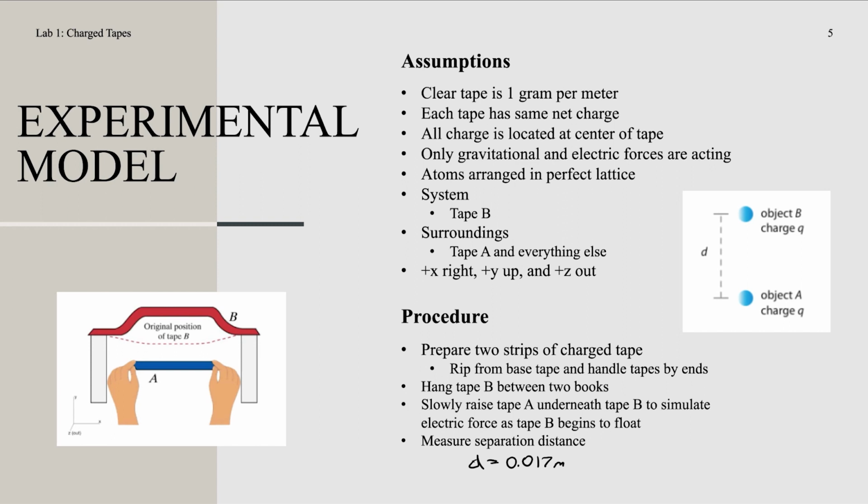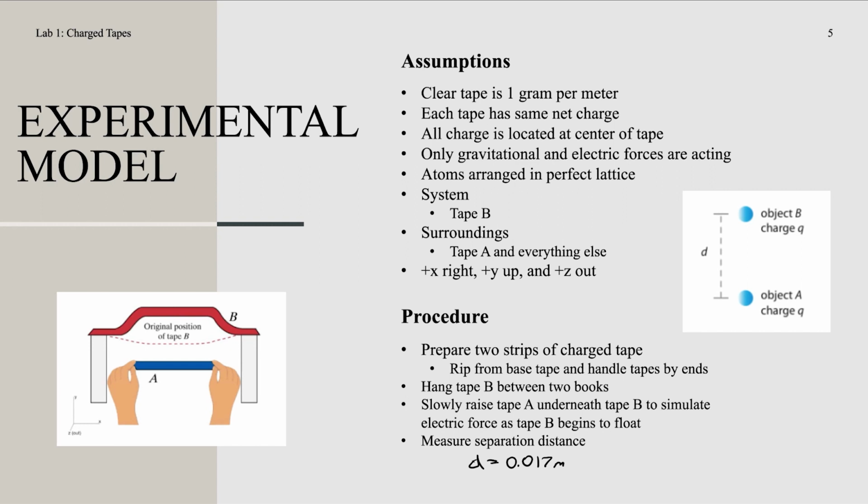The mass of the clear Scotch tape was estimated at 1 gram per meter. Additionally, each tape was said to have the same net charge concentrated at the center of mass. Only the gravitational and electric forces were accounted for in the calculations because they are the most prominent forces. When calculating the number of atoms on a piece of tape, atoms were said to be arranged in a perfect lattice structure to simplify the expression.